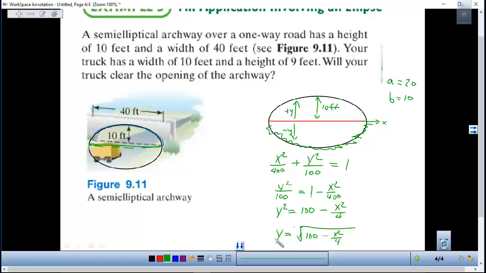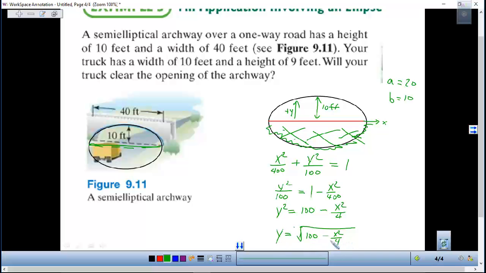And you could even graph this in a graphing calculator, y equals the square root of 100 minus x squared over 4, and it's only going to graph the top part. It's not graphing the bottom part of the ellipse. And that's fine with us because we don't need the bottom part anyway. We don't care about this part down here. We're only worried about that right there.